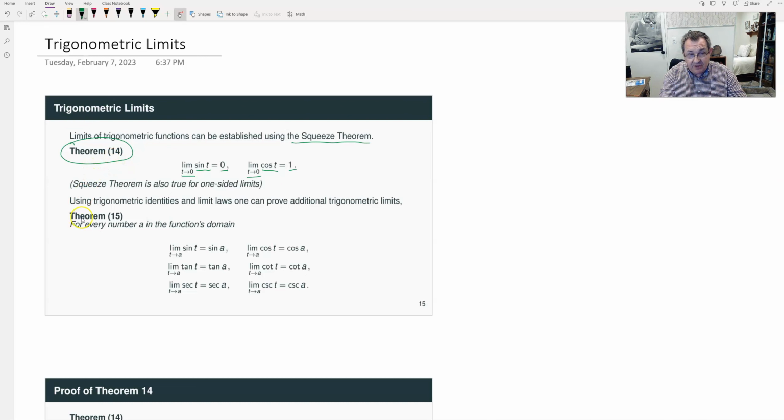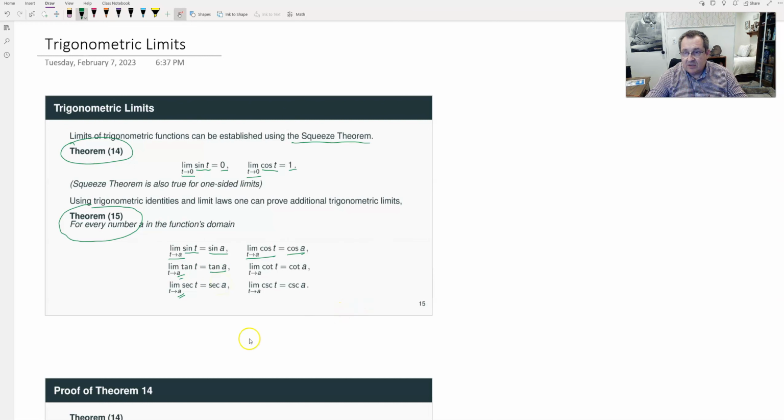However, the result of theorem 14 can be used to prove the result of theorem 15. And that result is essentially a substitution theorem. It says that to evaluate the limit of a trigonometric function at a point, we just substitute the point in. It's a very important result. It allows you to compute limits of trigonometric functions very easily. You just substitute the value for the variable. As long as the point is in the domain of the function, for tangent and secant in particular, as long as tangent can be evaluated, the limit of tangent at that point is equal to its value.